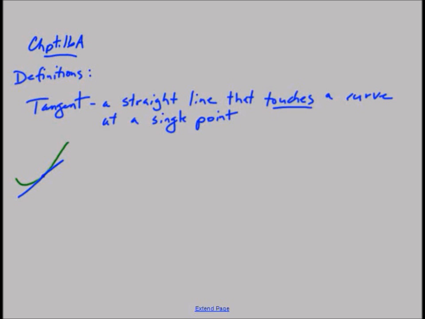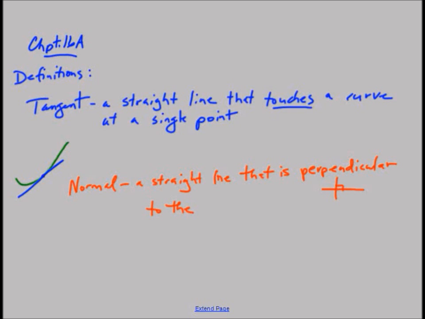Okay, secondly, normal. So this is a definition we haven't seen yet. A normal is a straight line that is perpendicular to the tangent. Remember, perpendicular means at right angles. So perpendicular to the tangent line of a point of contact on a curve.